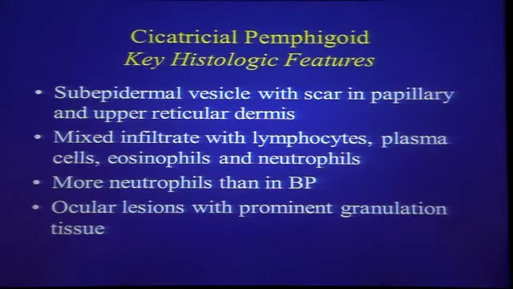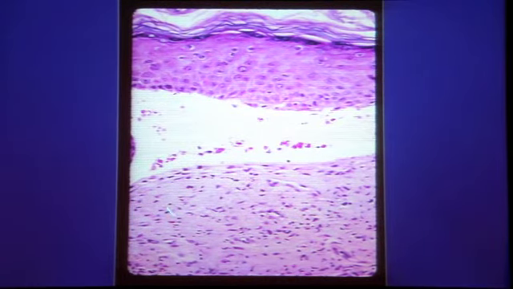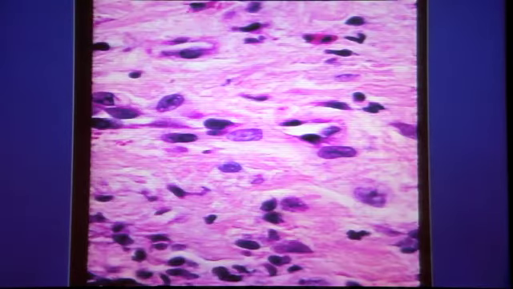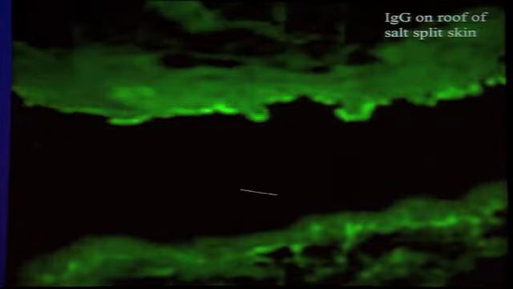Usually it looks kind of like bullous pemphigoid, only there's scar and tends to have more neutrophils. So here we see an example of cicatricial pemphigoid, subepidermal blister with scar formation. So if you see that, you want to think of either mechanobullous disease or you want to think of this disease. And again, neutrophils, eosinophils, tend to have more neutrophils than eos sometimes in cicatricial pemphigoid with scarring. This is also due to deposition of immunoglobulin and complement at the basement membrane zone. You may get circulating antibodies here as well, directed to epiligrin. And if you do a salt split skin, this will occur both on the roof and sometimes the base, in both locations.